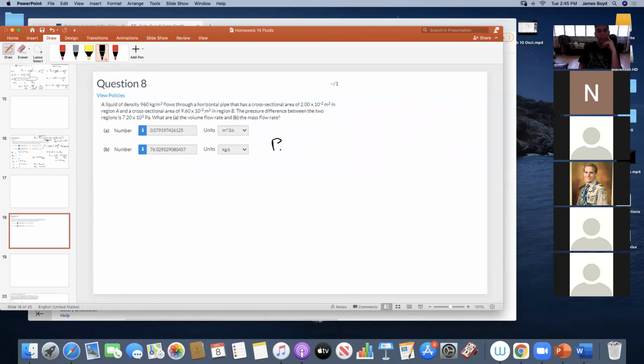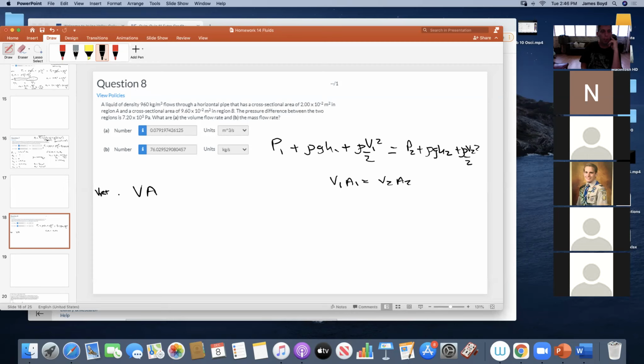So here, just to start off, we write Bernoulli's equation every time. And we write the continuity equation every time, which is V1 A1 equals V2 A2. Now, this volume flow rate, that is any VA, is your volume flow rate. V times A, so either V1 A1 or V2 A2. And that's what they want us to find.